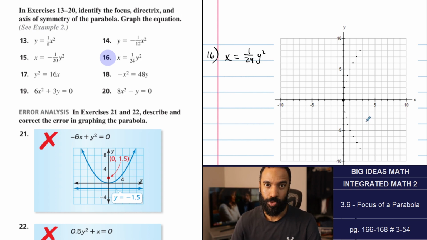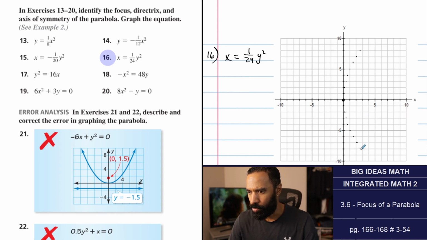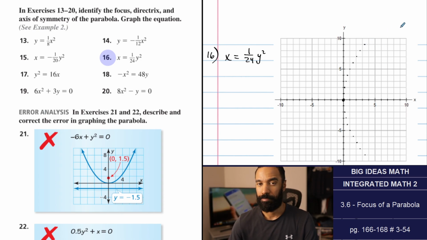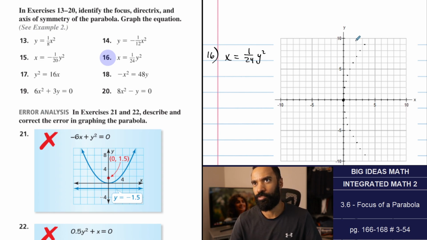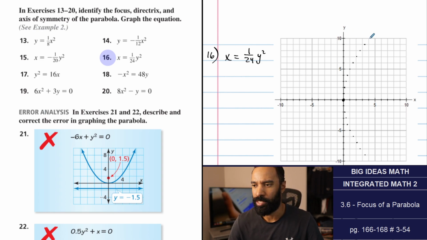81/24 is 27/8, which is 3 3/8. 100/24, 50/12, 25/6, 4 1/6. So out there. As much as I'm going to be able to fit there.